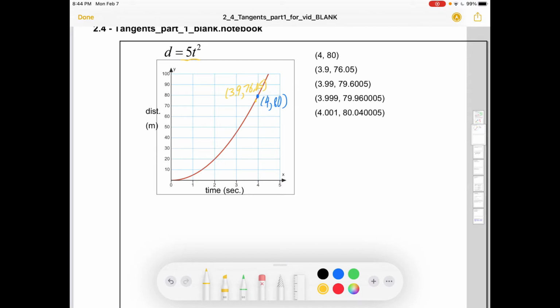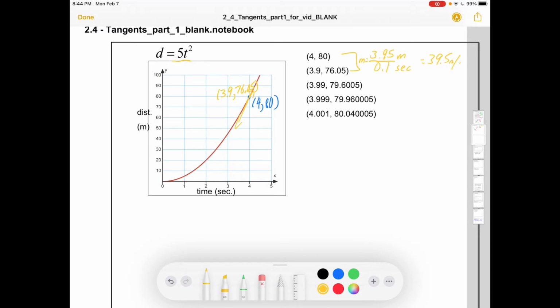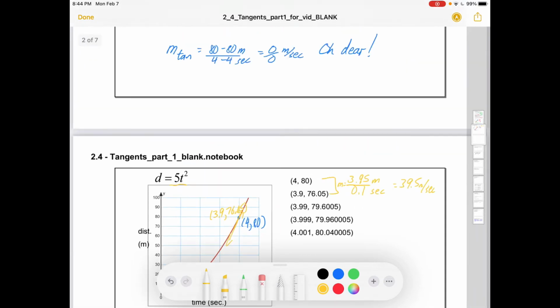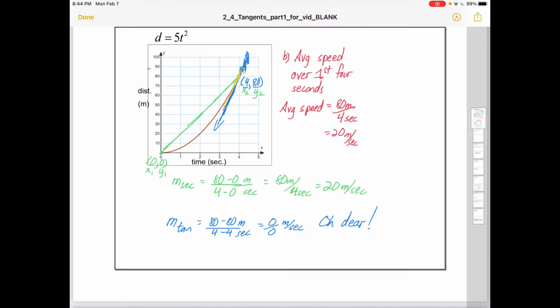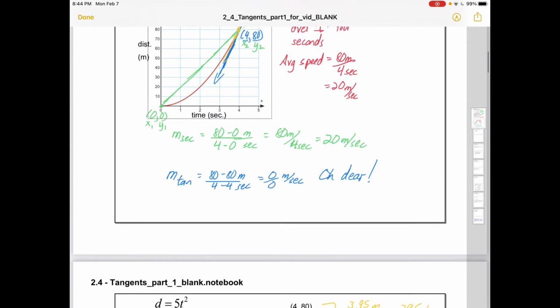Okay. And so the slope of this tangent, using these 2 points, is going to be, it's got a rise of 3.95, and it's got a run of 0.1. So this is going to be slope meters per second. We'll get 39.5 meters per second, which is steeper than the 20 meters per second we got over here. And that makes sense. You can see that the tangent is steeper than that green secant.